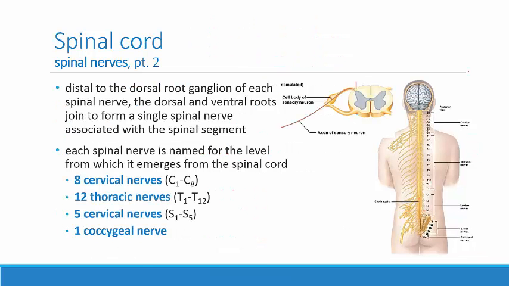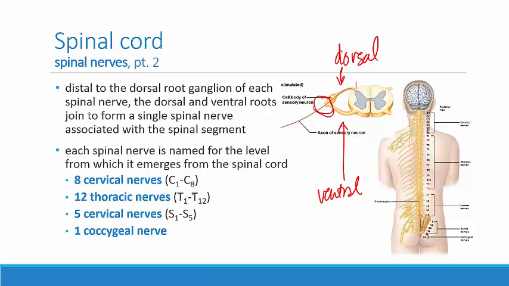Here we can see the dorsal root in this slice of the spinal cord. Here is the ventral root, and distal to them, the dorsal and ventral roots join together, forming the spinal nerve.